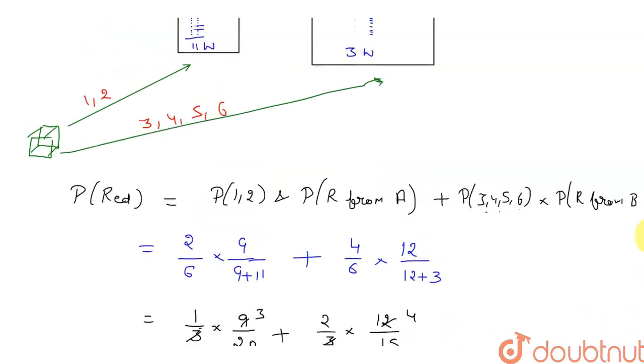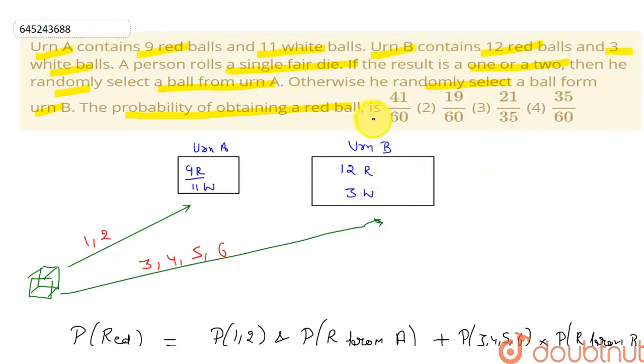Now let me check my options. Which option is correct? Option 1 is correct. So the probability that I will get a red ball is 41 by 60. Hope you understand.